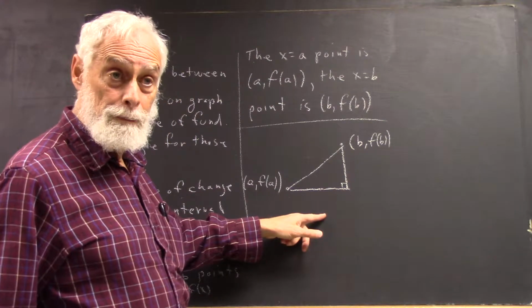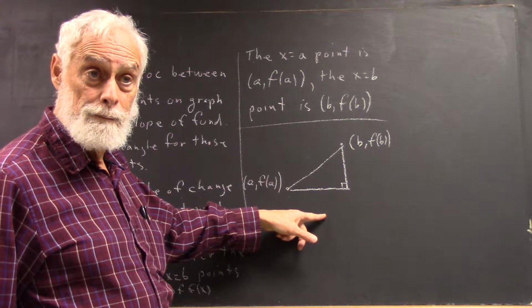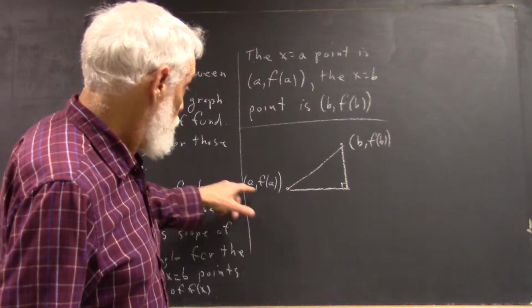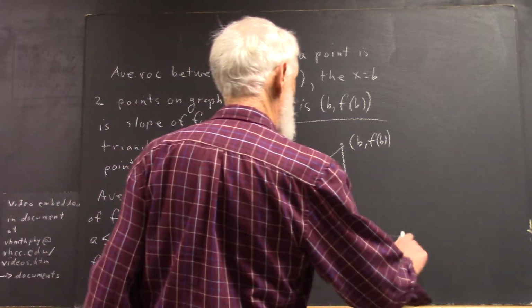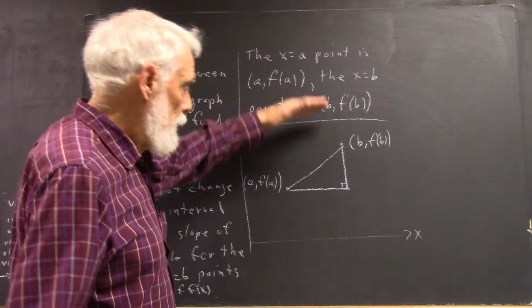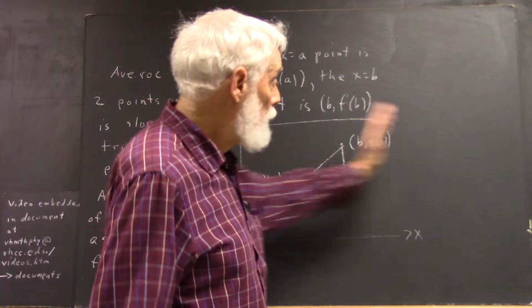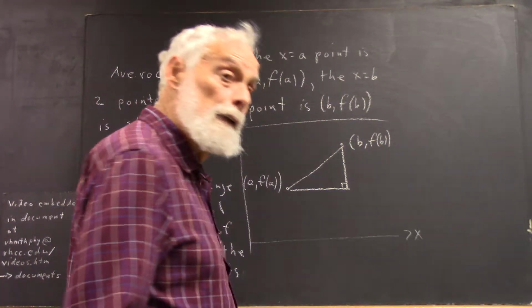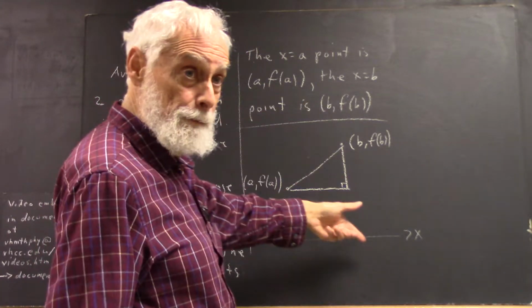so what's the run? The run would be B minus A. The run is from x equals A to x equals B, right? So down here, it's like you've got your x-axis. Now we don't know if the x-axis is here or up here, and we don't know if the y-axis is over there, maybe in the middle, okay? So I'm just going to draw an x-axis anywhere it's convenient.